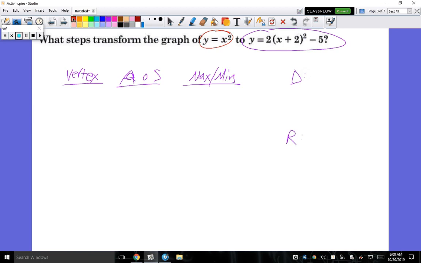Okay, from what I see right there, what's the vertex there? It would be -2, -5. Perfect. Santiago, what's the axis of symmetry? X equals -2. Okay. Anna, does it have a max or a min? Minimum. She's right. Anna, how do you know that it has a minimum without even graphing it?